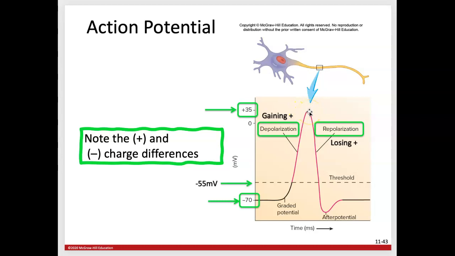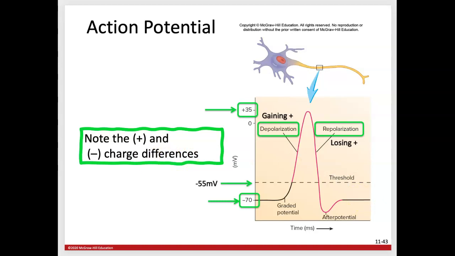Those gates are blocked, and the potassium gates open. Now we're losing positive charges by the potassium leaving the cell, and the channels stay open a little longer than anticipated. So we have repolarization, and then we're down here into the hyperpolarized or after potential state. And how do we get from here to here? The sodium potassium pumps and the leak channels doing their thing. And basically, the cell membrane is ready to go again.